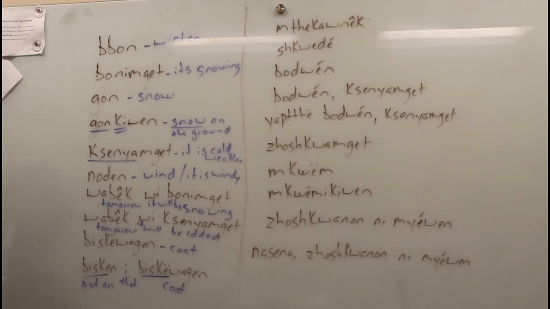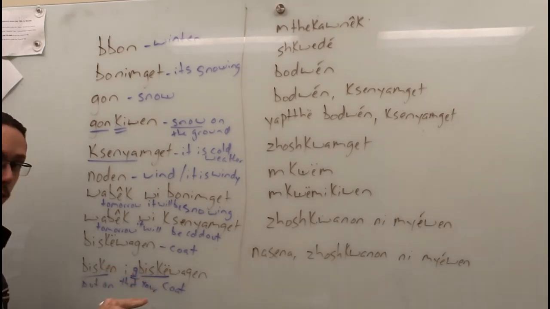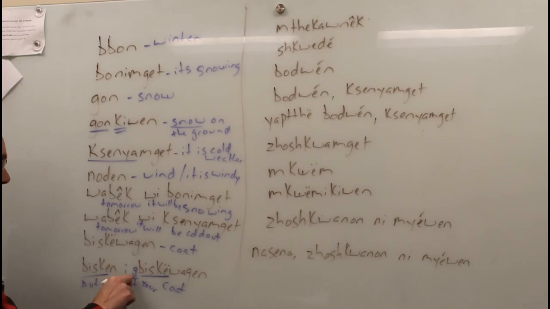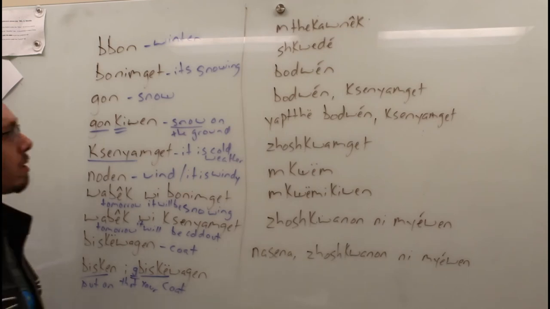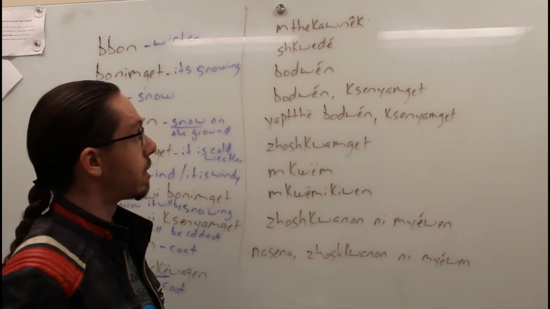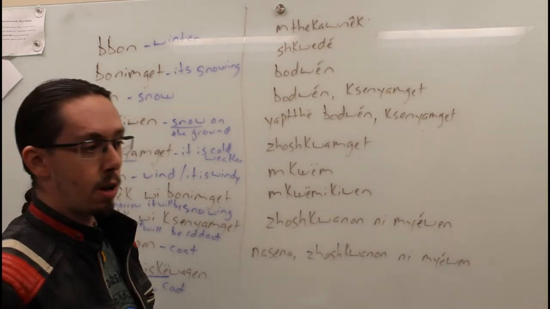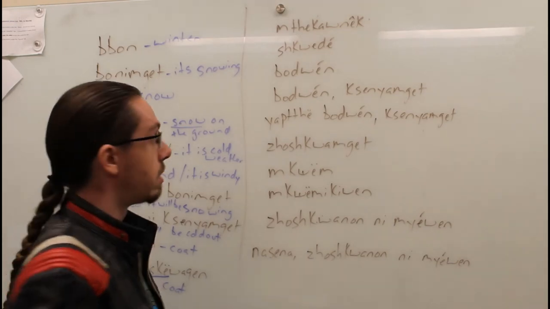So I messed up and I put a G here. I said biskani gabiskawagan. If you do that, that means your coat. Biskani gabiskawagan. Put on your coat. So now we'll move over to this side. Jikaunuk is gloves or mittens.